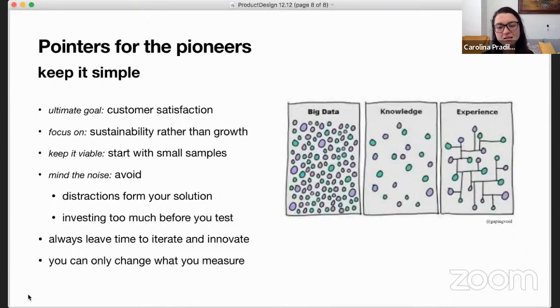The success of a business, you can measure it in many indicators, but I feel at the end, if your customer is satisfied and they return and they recommend you, whatever your product is, whatever your industry is, that's a game changer. That's for me the success of a real business, and that's what's going to keep you in business. Focus on sustainability rather than growth.